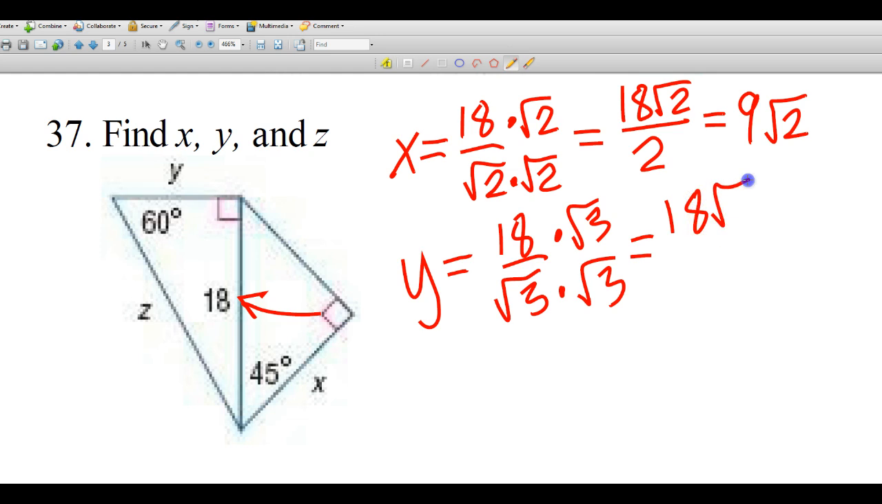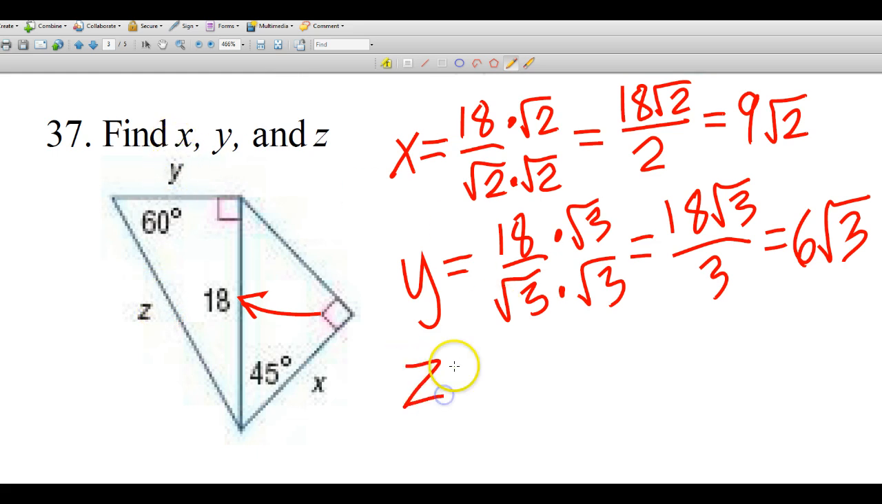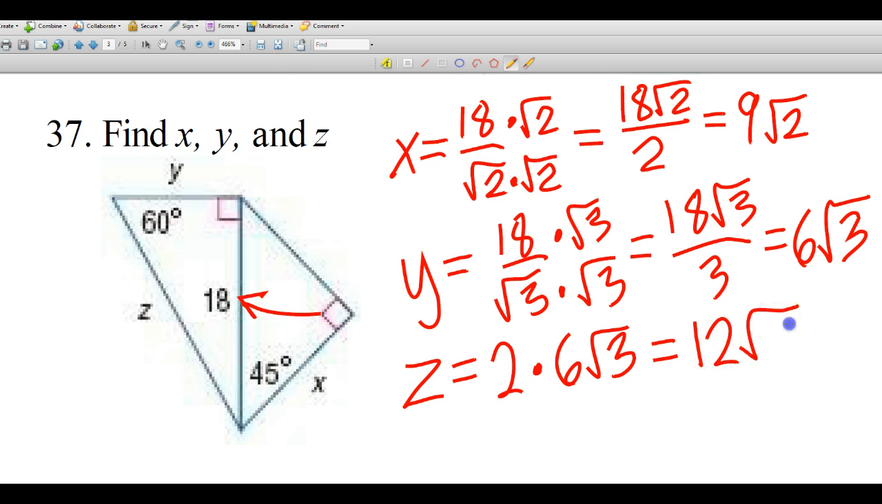And you get 18 square root of 3 over square root of 3 times square root of 3 is 3, and 3 goes into 18 6 times. So 6 square root of 3. Now that we know the short leg, we can find the hypotenuse by multiplying the short leg by 2. So that would be 12 square root of 3.